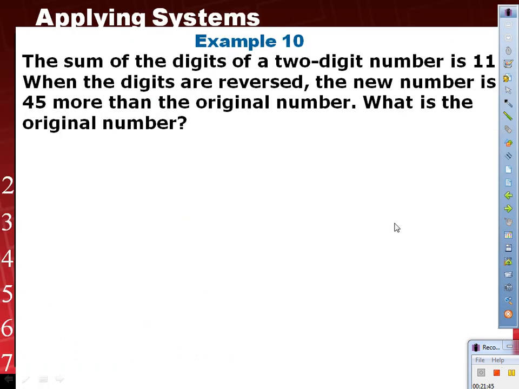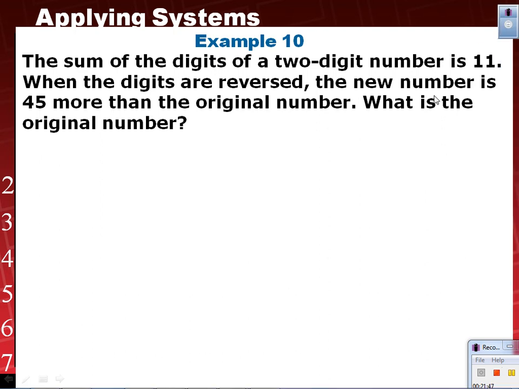Here we go. Example number 10. This one you don't need to copy the whole problem. Start from the table. I'm going to leave it up there. And it reads, the sum of the digits of a two-digit number is 11. When the digits are reversed, the new number is 45 more than the original number. What is the original number? Start from the table. Set up your system and solve. Try to do it without looking at your notes. All right, ready, go.